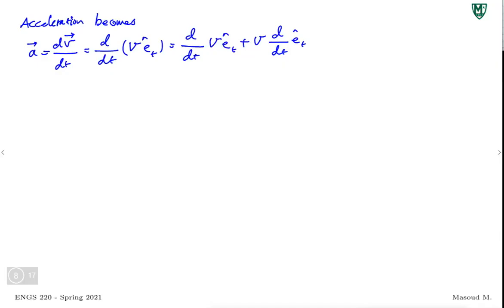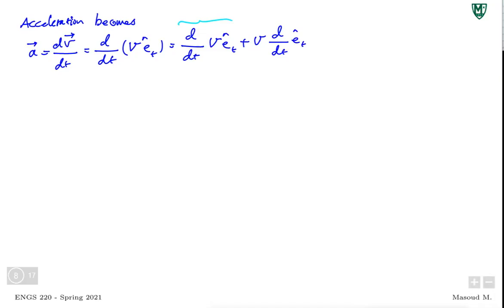Now dv/dt et, this part is not really that unusual. It's the derivative of velocity with respect to time. The second part, we have to take the derivative of a unit vector et. Now remember, this is the situation we are in.